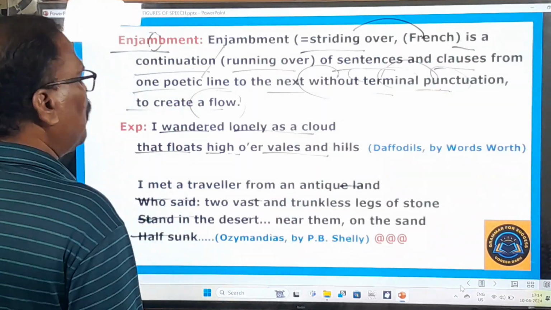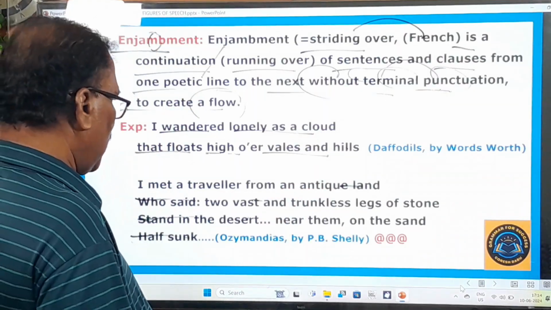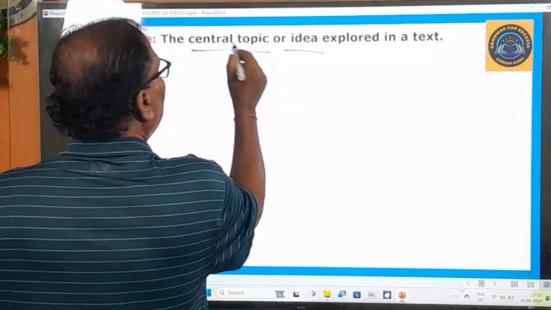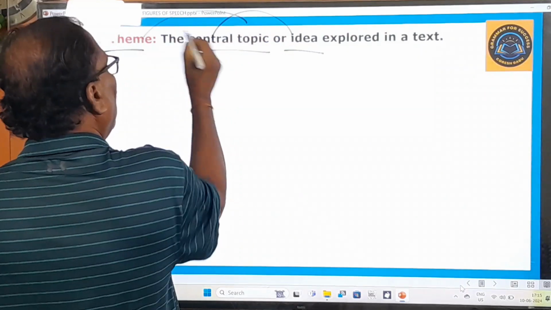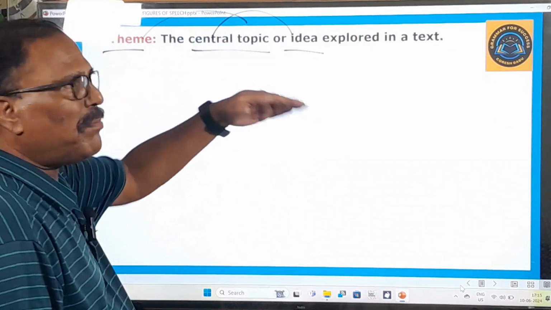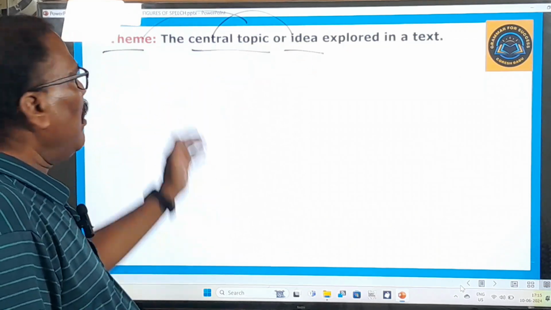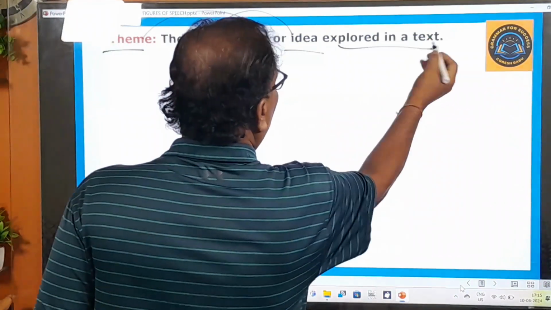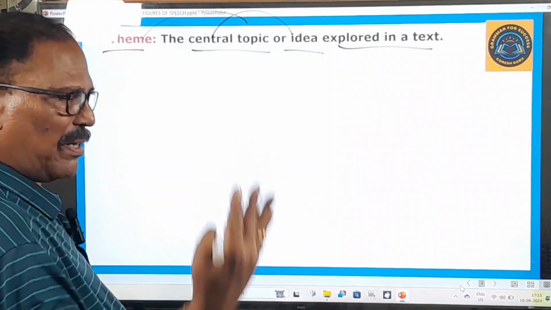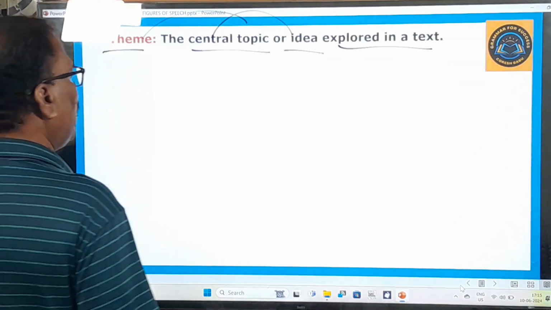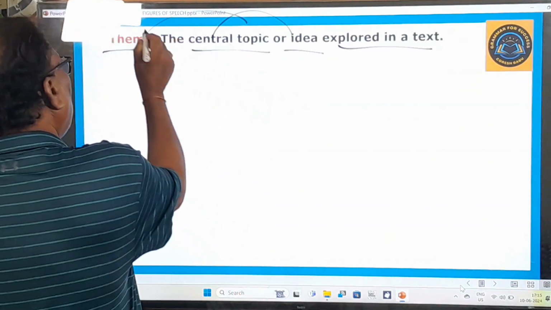Okay, now let's move on to learn about the other things. Theme is there. What is the theme? The central topic or central idea is called the theme. The theme of the poem, the central idea of the poem, the central topic of the poem, whatever you can call it, is explored in a text, in a poem or in a prose lesson.